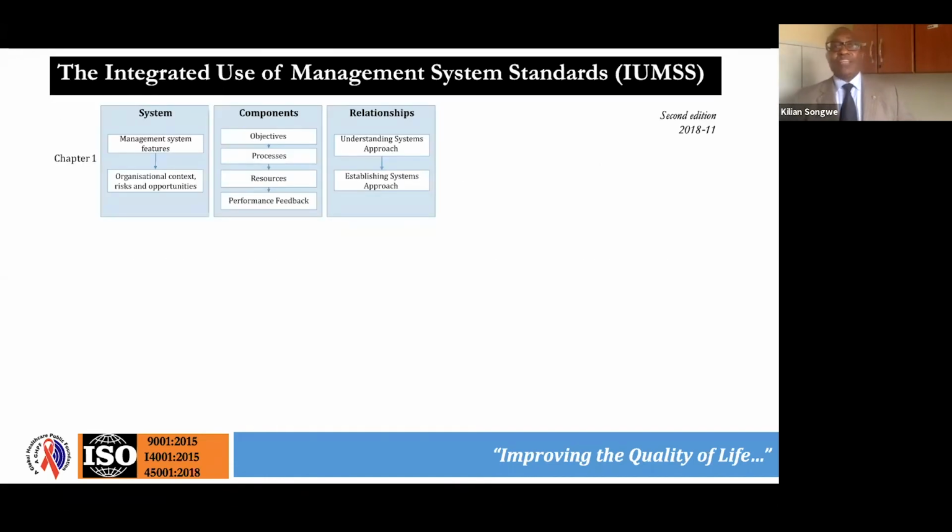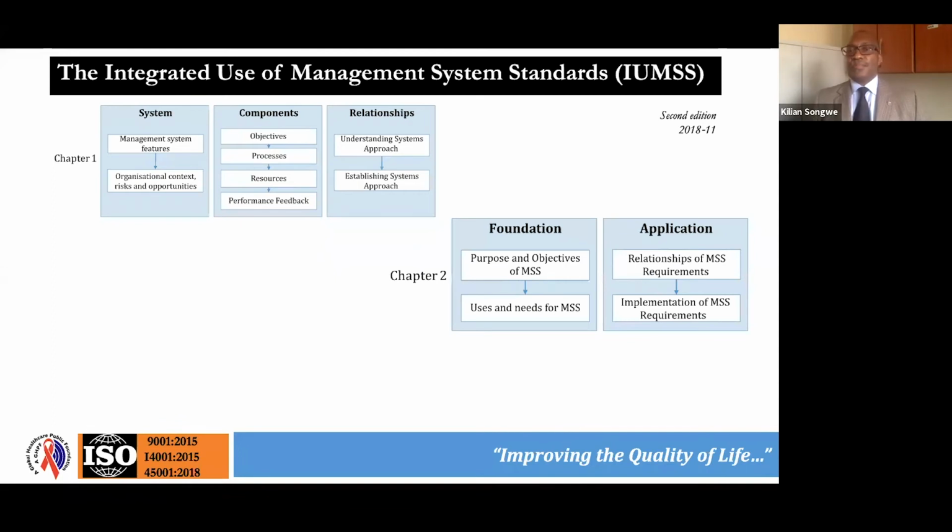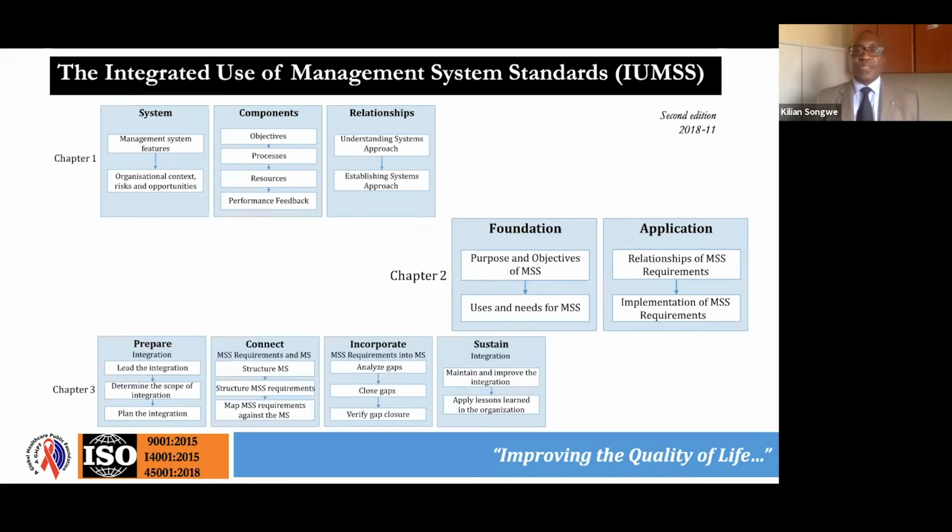So basically, again, ISO has a guide document that allows you to come up with an integrated management system. In chapter 1 of that document, it talks about what the systems are, the components of those systems, and then it looks at the relationship. In chapter 2, it talks about the foundation of it, the purpose and the objectives. Then, of course, it talks about its application and relationships to the management system standards. And the last one is chapter 3, where it talks about how you actually prepare an integrated management system standard. You're going to be working with at least 2 or more different management systems. How do you connect those systems? How do you incorporate them? And then finally, how do you sustain them so that you're able to run them as a single system? Because basically an integrated management system of standards says you've taken multiple management systems and you're now running them as a single system.